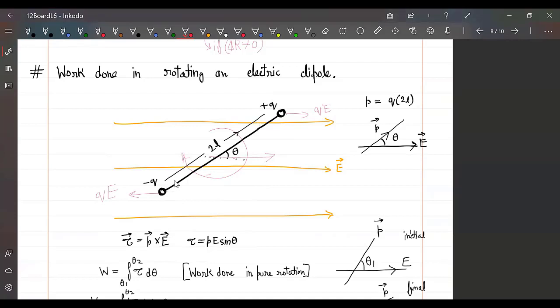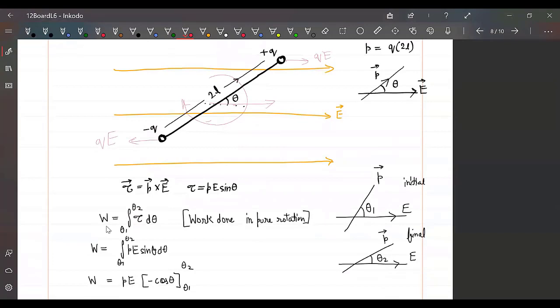This is the direction of dipole from negative charge to positive charge. And the direction of electric field is along this. So angle between them is theta. So the angle between electric dipole and electric field is theta. We can write the formula for work done in pure rotation, because net force is 0. So work done in pure rotation is integration of tau d theta. It is not F dx, it is tau d theta. And we'll integrate this from theta 1 to theta 2. Theta 1 is our initial angle between electric field and dipole moment, and theta 2 is our final angle between dipole moment and electric field.